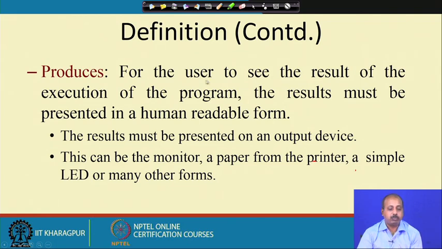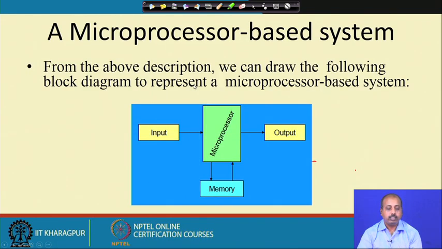And finally, the produces part we have already discussed. It is actually showing the result to the user. So, the overall picture is like this. If this is the microprocessor, it has with it some input devices by which the input data, program data can be taken, and it is producing some output which is going to the output device.